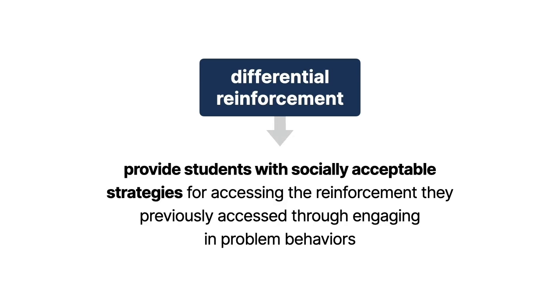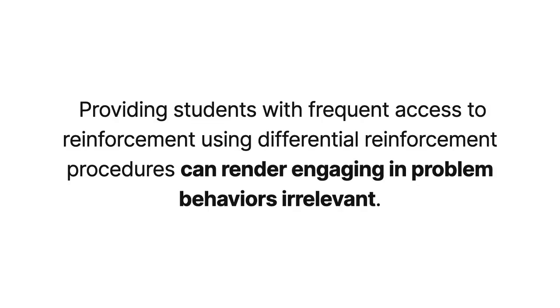Differential reinforcement procedures, on the other hand, provide students with socially acceptable strategies for accessing the reinforcement they previously accessed through engaging in problem behaviors, thereby rendering it less likely students will resort to engaging in these problem behaviors again. In other words, providing students with frequent access to reinforcement using differential reinforcement procedures can render engaging in problem behaviors irrelevant, as students are already accessing reinforcement consistently, and inefficient as the socially acceptable strategies for accessing reinforcement available through differential reinforcement procedures are more efficient strategies for accessing reinforcement compared to engaging in problem behaviors.